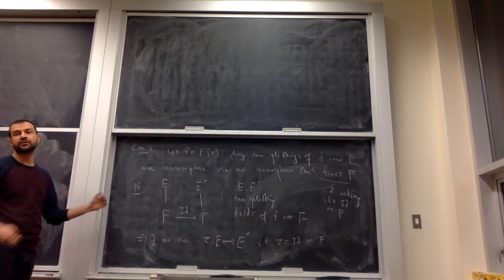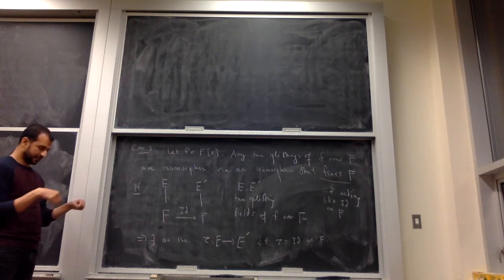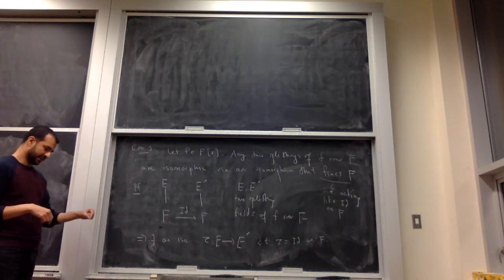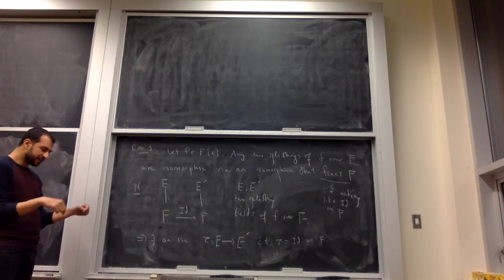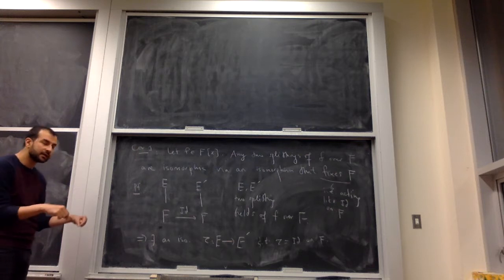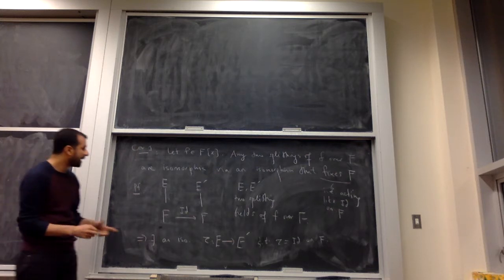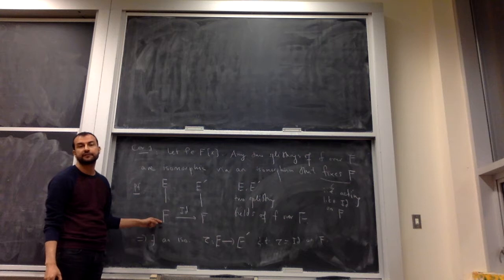Okay, so that's the first corollary: given any polynomial f with coefficients in the field F, any two splitting fields of the polynomial over F are isomorphic to each other with an isomorphism that fixes F.